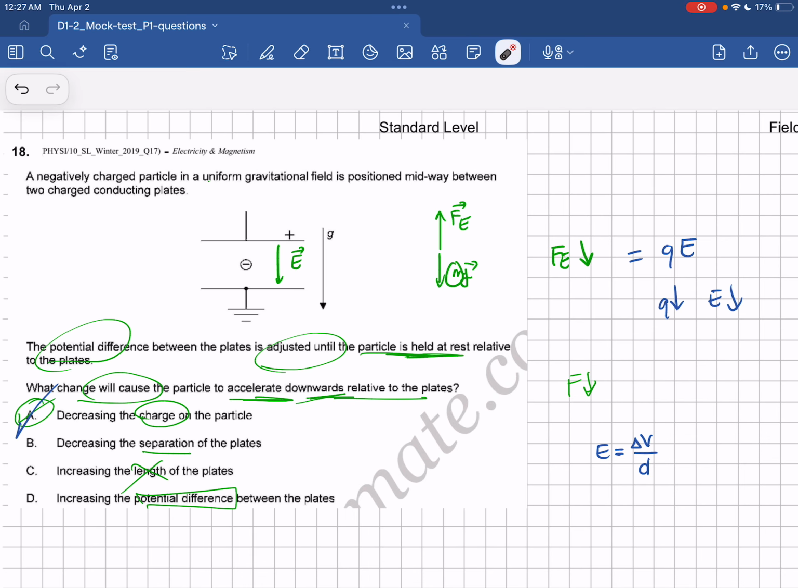Now we can see that if we decrease the charge, yes, then Fe will decrease because the charge itself decreases. Decreasing the separation of the plates, not really, because E is inversely proportional to the distance. So if the distance is decreasing, then E will be increasing, so this one will be increasing instead, so not this one. Increasing the length of the plate does not affect in this case. Increasing the potential difference of the plates: if we increase this, E is also increasing, so the force increases, so that's not the case. So the answer here should be A.